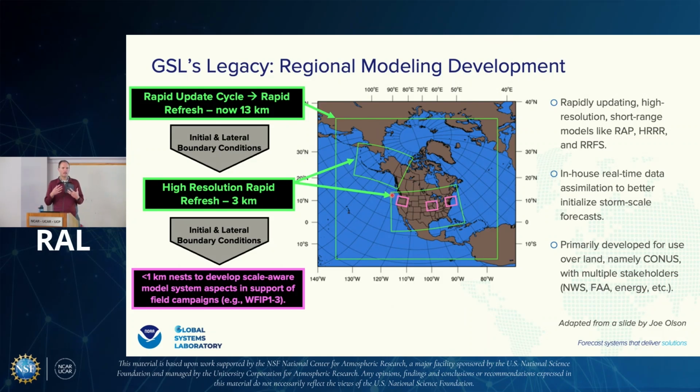We've done our own model system development, our own data assimilation to provide initial conditions that are consistent with our physics. But we've primarily applied these over land, namely CONUS, with stakeholders that are CONUS focused. FAA was a big supporter of our HRRR development for aviation needs. NWS, there's an extensive list of forecast discussions that reference the RAP and the HRRR, updated to this date. Energy, all across the board.